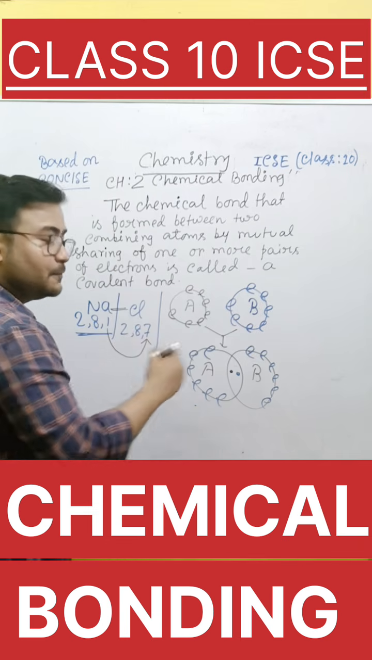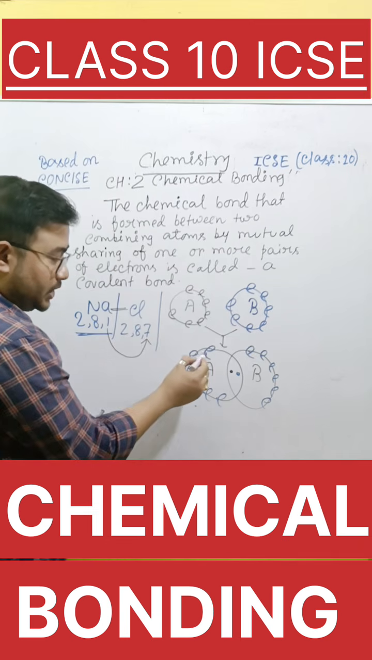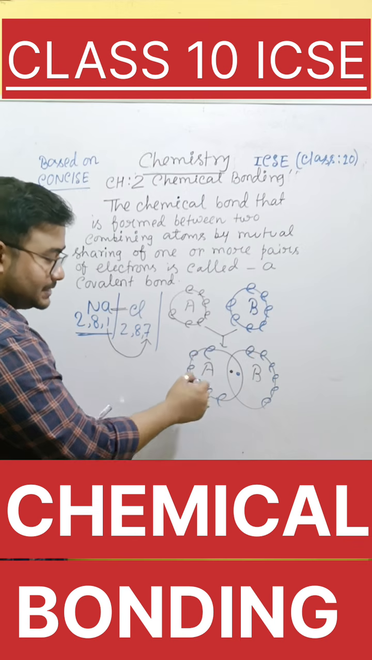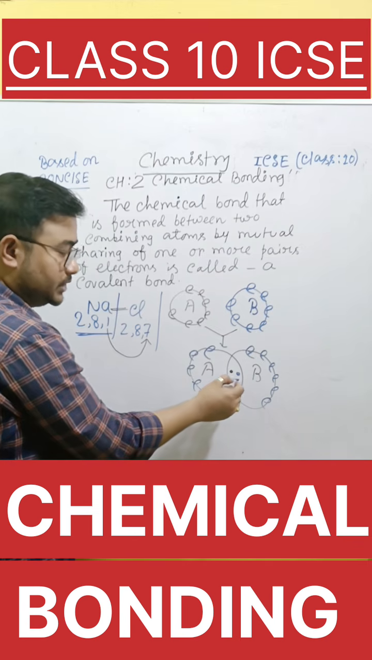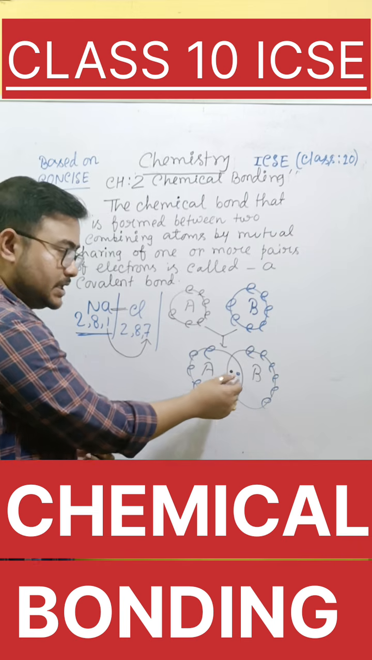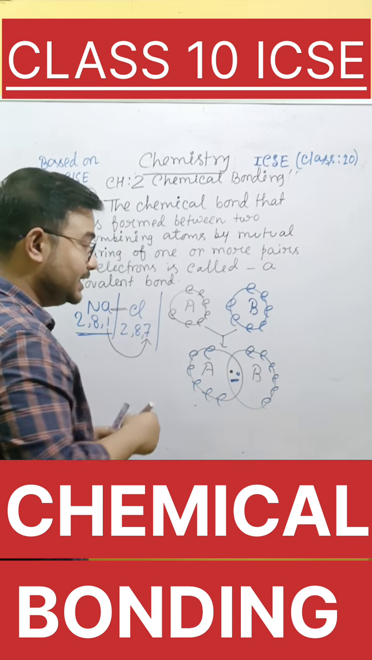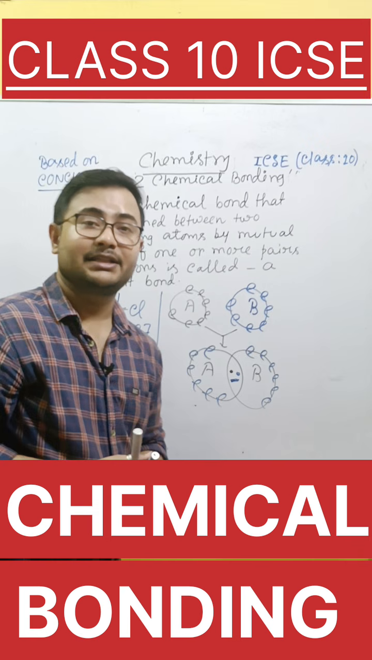Now common means for both. For both. So how many electrons are present here? 6. So 6 plus 2, 8. Here also 6 plus 2. These two are for both because they are in the common space. 6 plus 2, 8. So now in this way both can complete their octet.